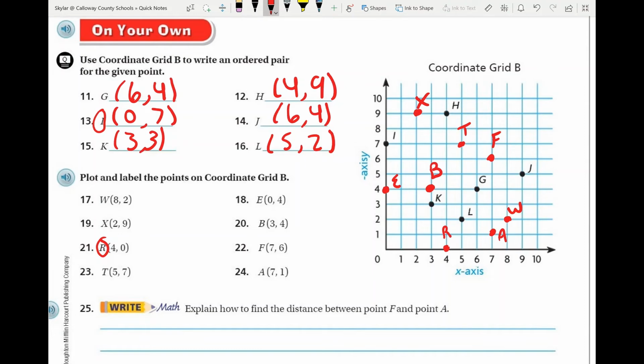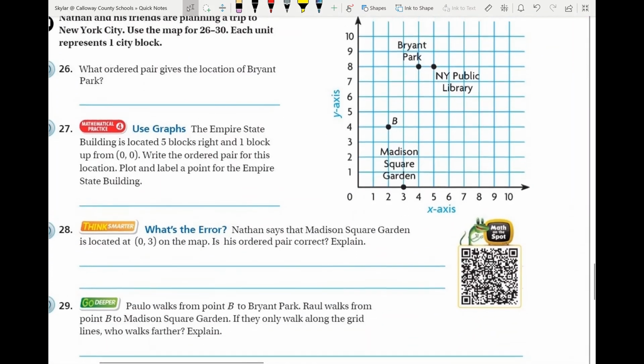25, pretty simple. Point F and point A. So we see what these are. Point A is 7, 1. Point B is 7, 6. So to find the distance between those 2 points, our 7s are the same. We know that there's not any difference there on the x-axis, but on the y-axis we have a 6 and a 1. So difference between 6 and 1 is 5. You got it.